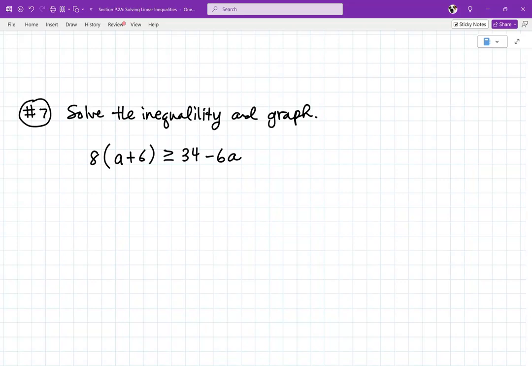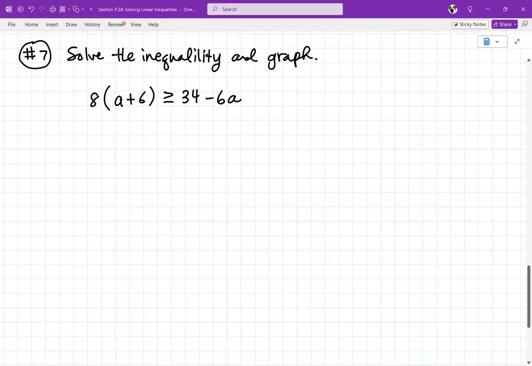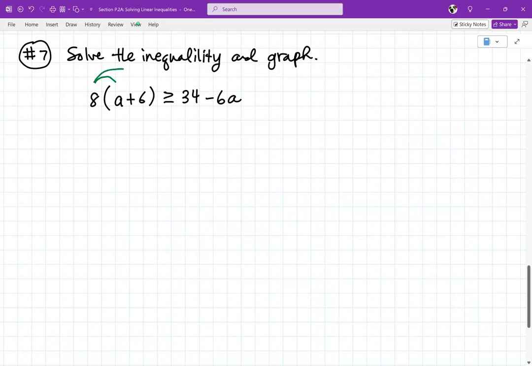I'm almost done. All right, so let's do this next one. I was actually going to let you guys work on this one on your own. I'm going to give you about a minute and a half. Try doing this one. Remember, you are going to distribute, and then we'll do the last example, and then I'll give you your homework.